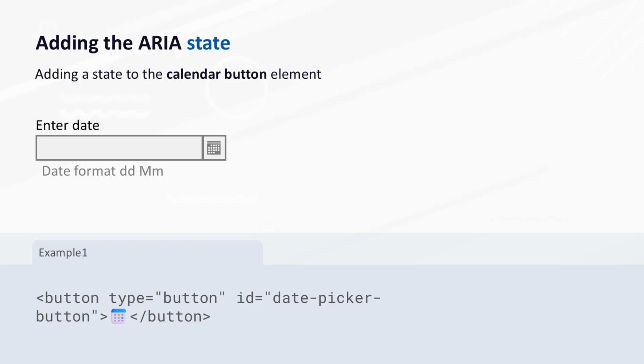The calendar button uses ARIA expanded to communicate whether the date picker is open or closed, and this is toggleable. When the calendar dialog is hidden, ARIA expanded is set to false. When the calendar dialog is opened, JavaScript updates this value to true. This communicates the button controls a pop-up interface that has changed state.